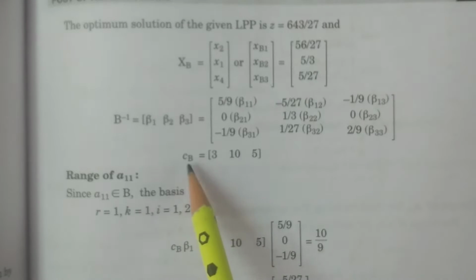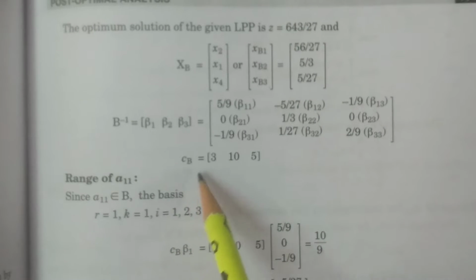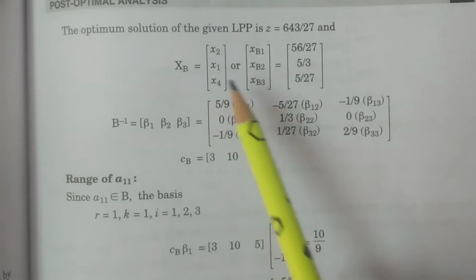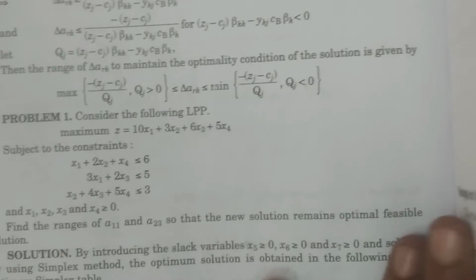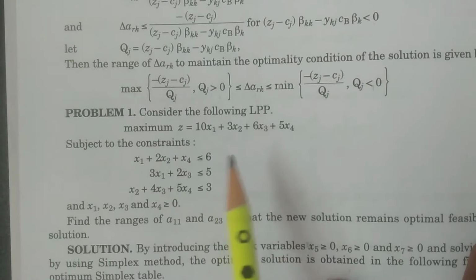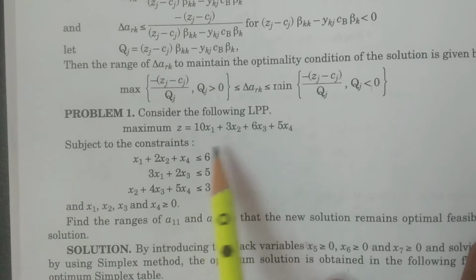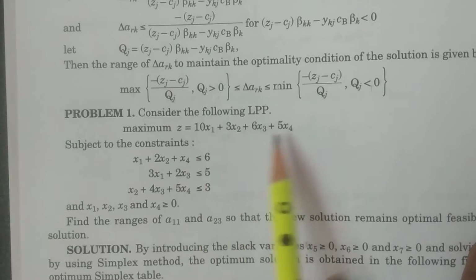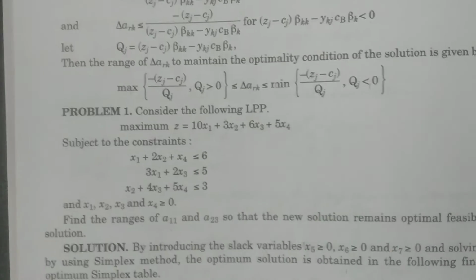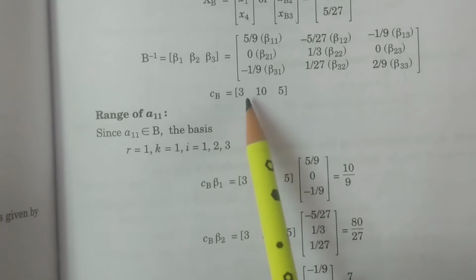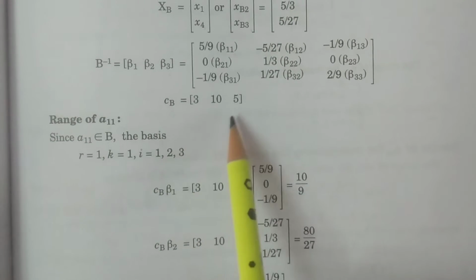And then CB is nothing but the cost of the variables in the basis matrix, x2, x1, x4. The cost of x2 is 3, of x1 is 10 and of x4 is 5. So after identifying the costs, they are written here: CB is equal to 3, 10 and 5.